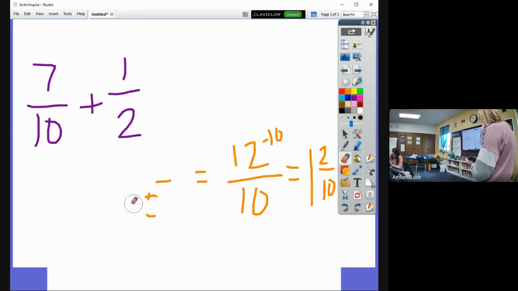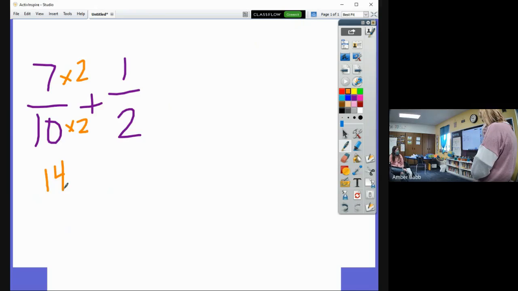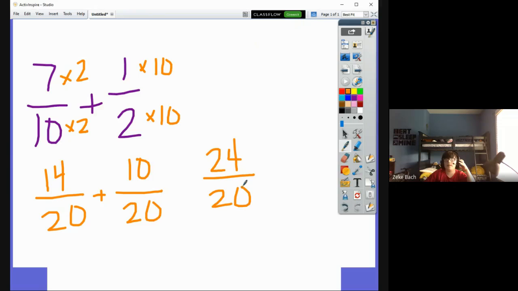So let's see where you guys went wrong. You won't get a different answer if you take it to a different denominator. You just did something reducing wrong. Okay, I'm going to take this to 20, which means this side is going to multiply by 2. 7 times 2 is 14. 10 times 2 is 20. On this side, I need to multiply by 10. 1 times 10, 2 times 10. This gets to be 24 over 20. It's 1 and 4/20.